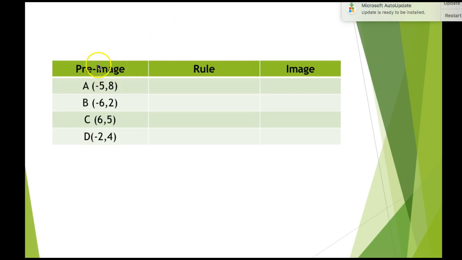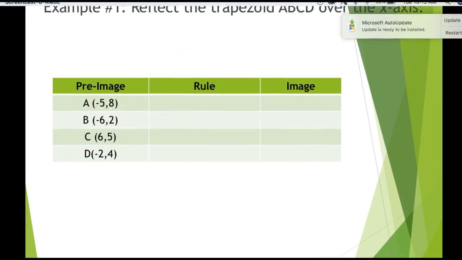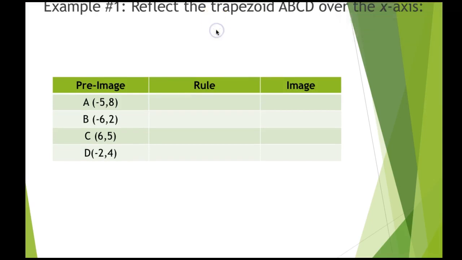All right. So here you have the pre-image. This is basically a chart. This chart will not be given to you on exams, but you can create it. What you don't see at the top is right here. I'm going to slide this up, and it says reflect this trapezoid ABCD across the x-axis. So what's the rule for the x-axis? X remains the same, opposite for y.